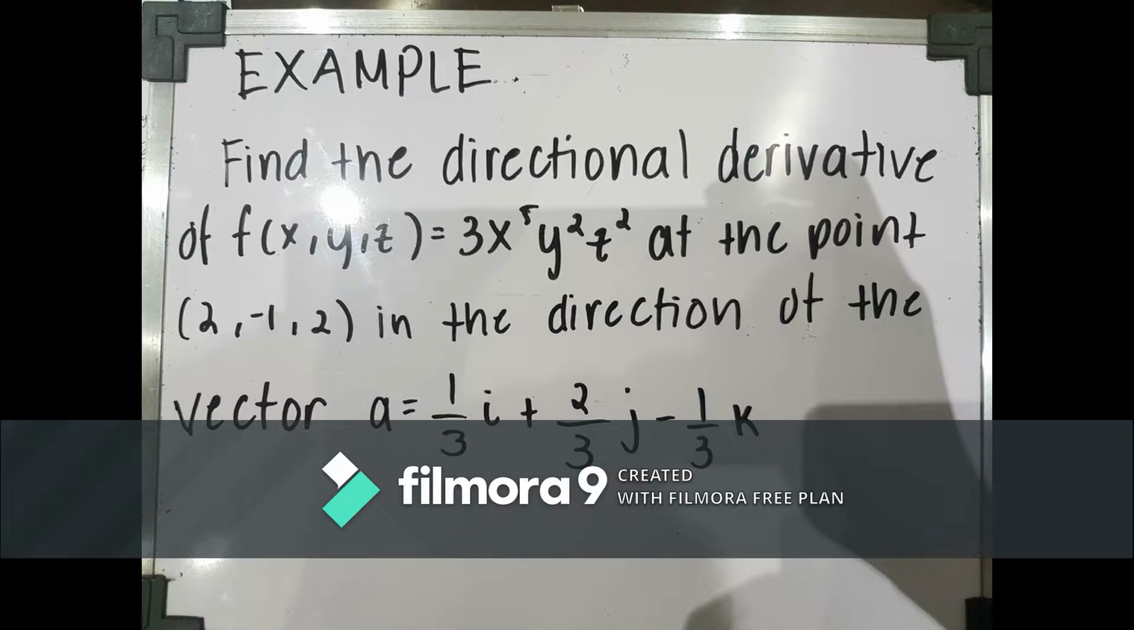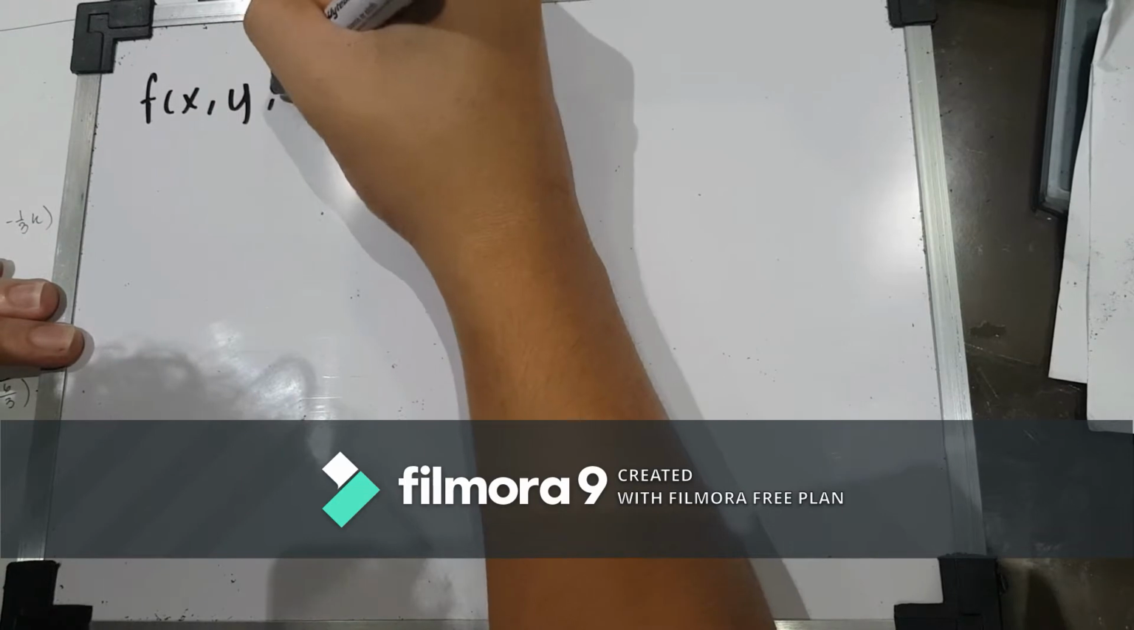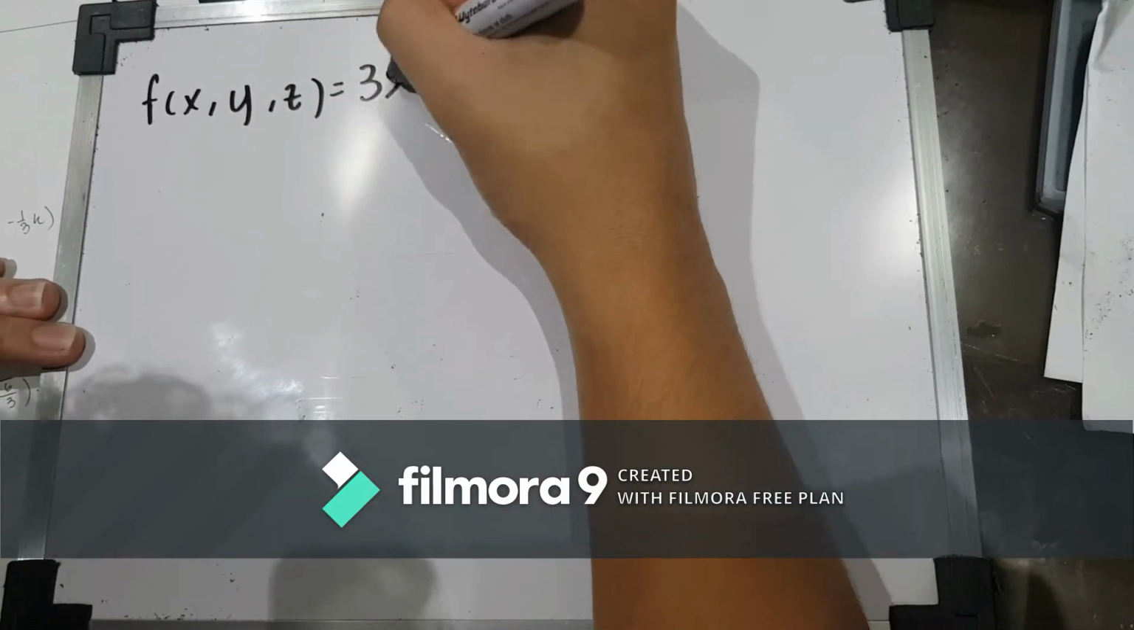Now, let's solve a problem. Find the directional derivative of f of x, y, z equals 3x to the 5th y squared z squared at the point (2, -1, 2), in the direction of the vector a equals 1/3 i plus 2/3 j minus 1/3 k. First step, write the given.